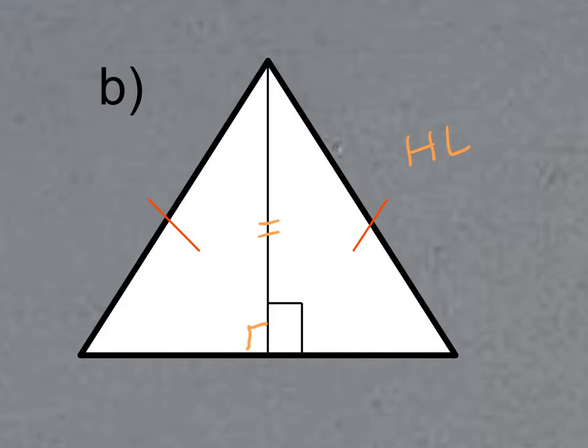Sometimes you get a right triangle and it's side, angle, side. Sometimes you get a right triangle and it's side, side, side. But the ones people tend to forget the most are the hypotenuse legs. So you want to check if it's a right triangle, check that first, okay?